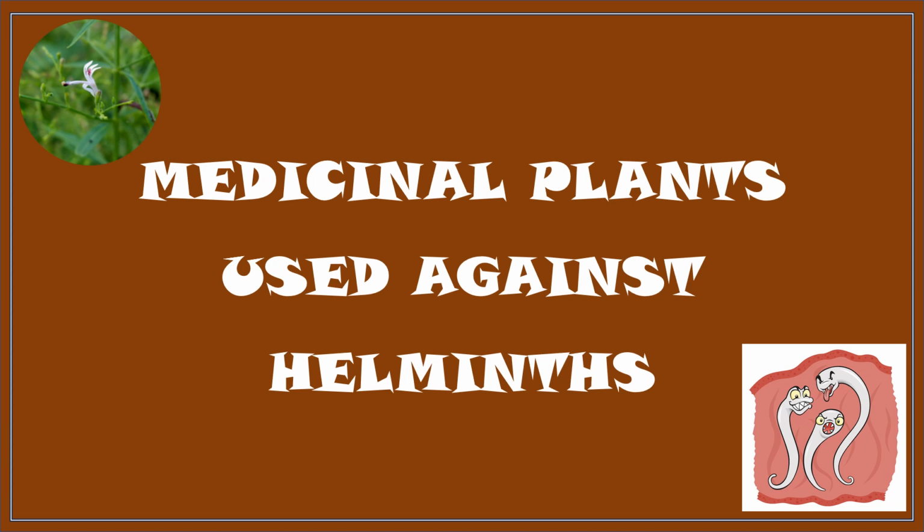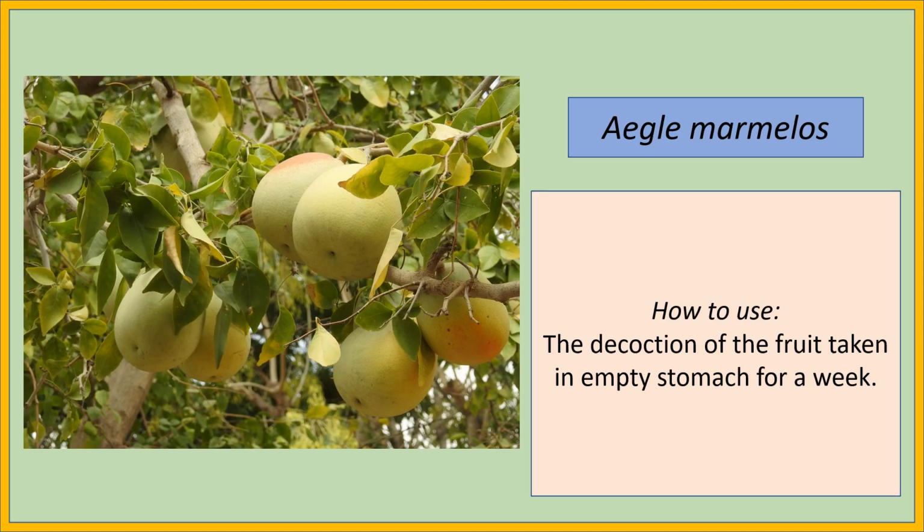So let's talk about the medicinal plants used against helminths. There was a survey, and there was also a review of many reported data, and here we have compiled it. Some of them are collected from the survey and some of them are collected from the reports. So here this is Aegle marmelos. The fruit of Aegle marmelos is taken in a decoction form on an empty stomach, and they recommend use for a week to get rid of helminths.